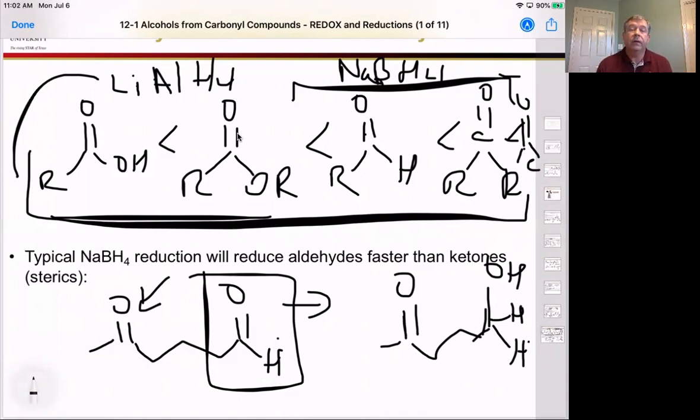Or we can use a very strong reducing agent and reduce down our carboxylic acids and our esters using lithium aluminum hydride. And that concludes section 12.2.